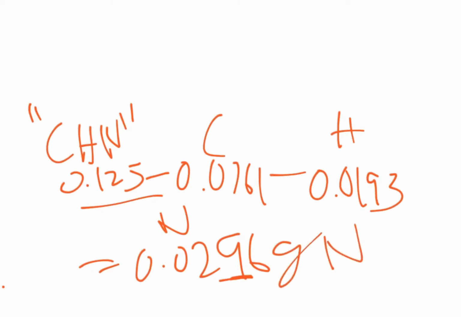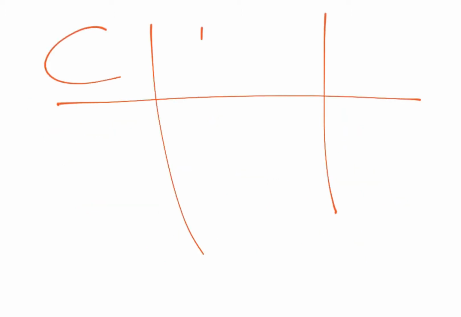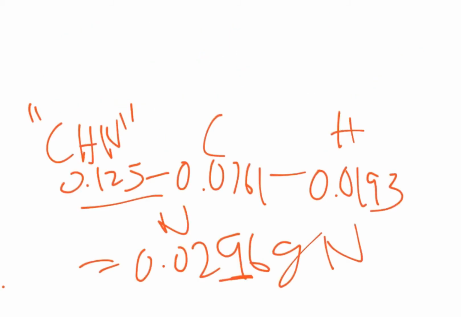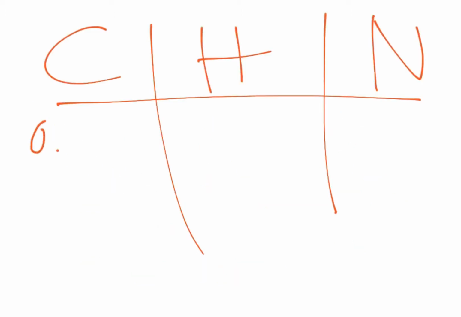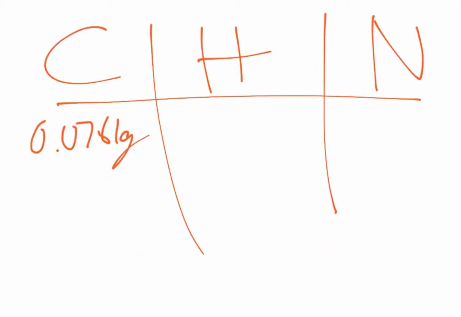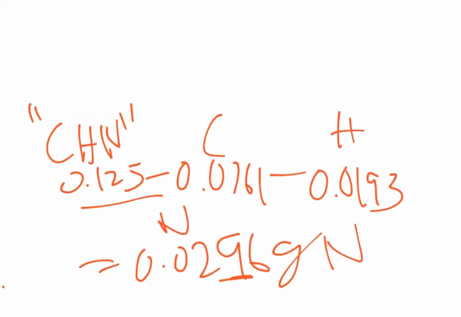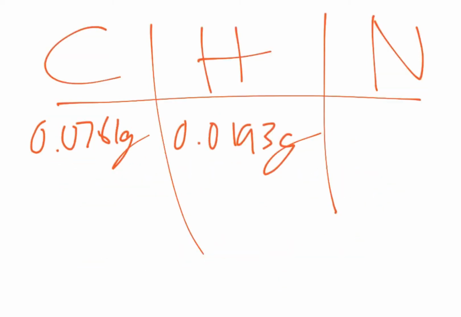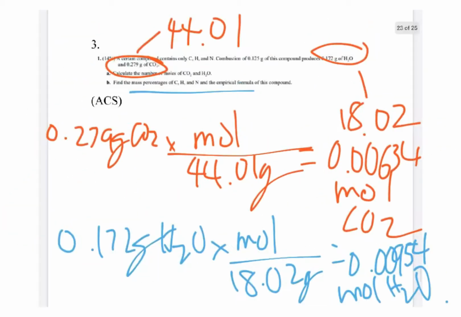Now we could create a table based on all this information. And later you'll see that the sig figs don't really matter in the end, but it's just good practice to practice doing sig figs whenever you can. So we have 0.0761 grams of carbon, 0.0193 grams of hydrogen, and 0.0296 grams of nitrogen. Now let's reread the question again.